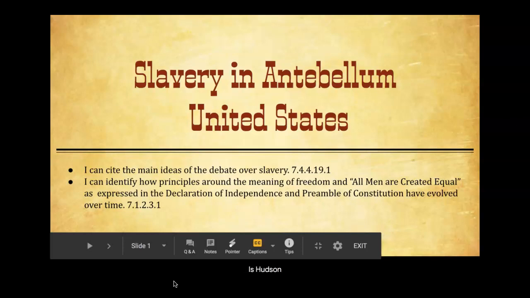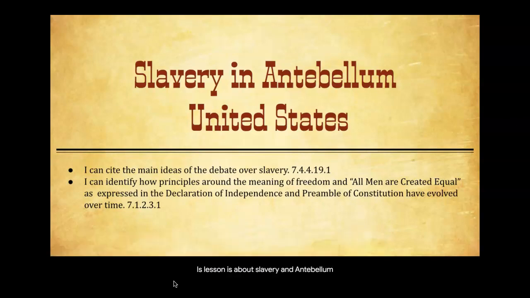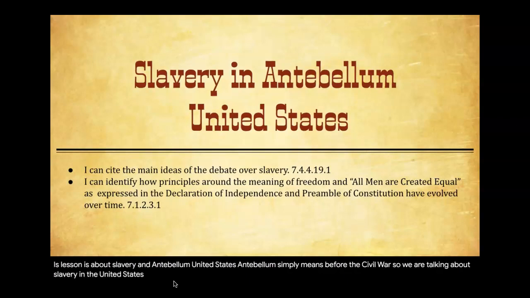Today's lesson is about slavery in antebellum United States. Antebellum simply means before the Civil War. So we are talking about slavery in the United States before the Civil War.